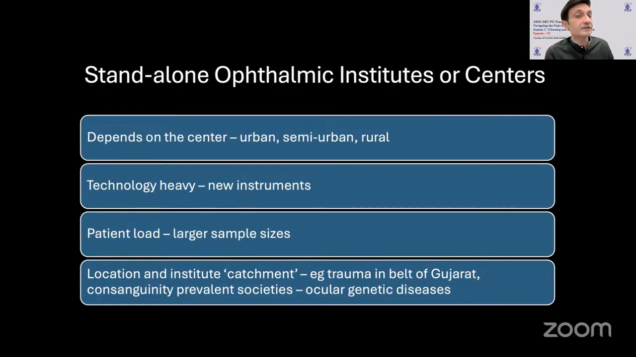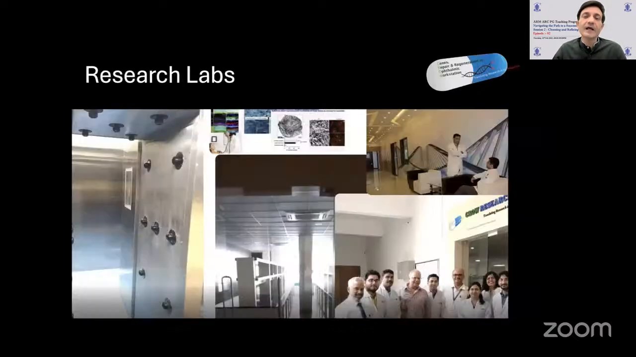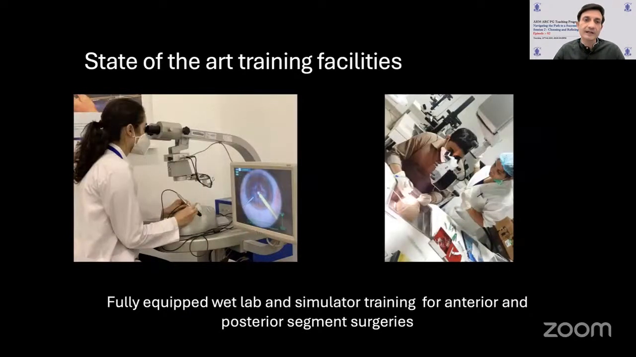A lot of research has come out from student theses in some parts of the country. Patient load often is much larger if you are coming from a good institute, so large sample sizes can be easily done. And usually standalone ophthalmic departments or ophthalmic hospitals have very good instrumentation and research labs. So, just a peek of what we've been doing in our institute and then in Bangalore.